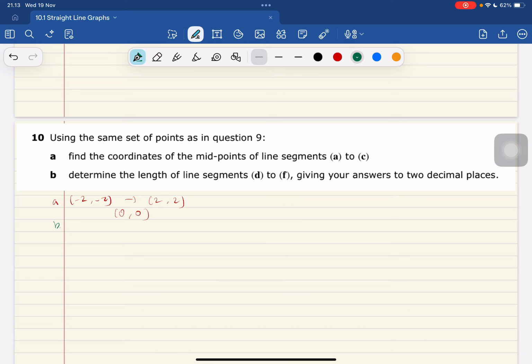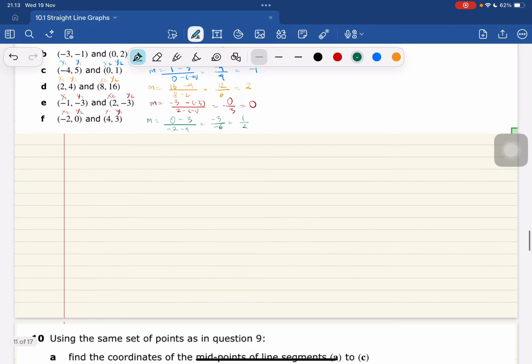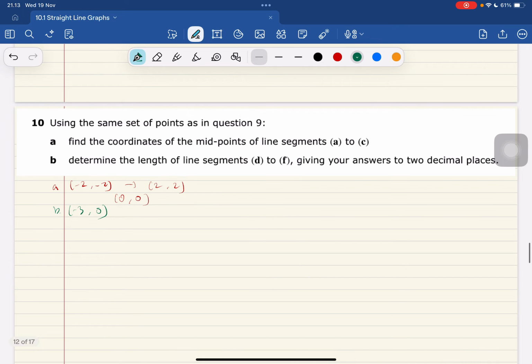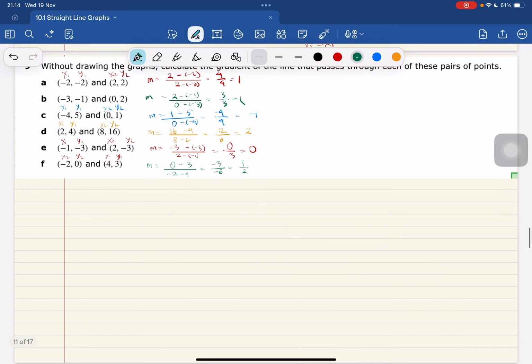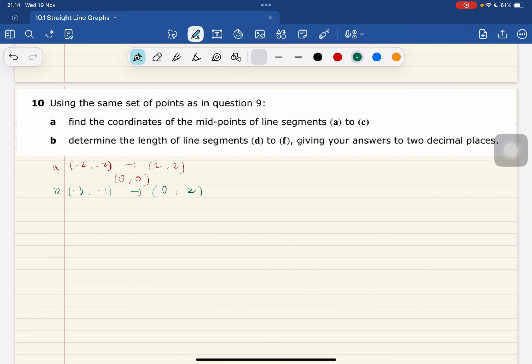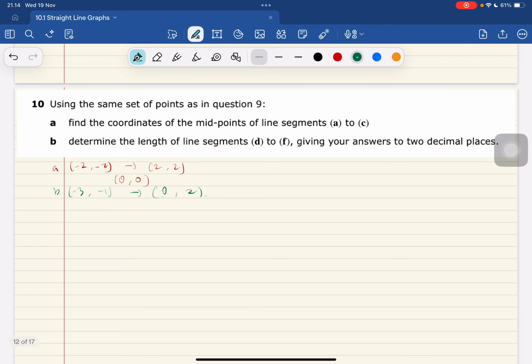Next, for B, midpoint. So we got minus 3 and 0, minus 3 and minus 1, with point 0 and 2. So minus 3 plus 0 is minus 3 divided by 2 is minus 1.5. Next, minus 1 plus 2 is going to be 1. 1 divided by 2 is going to be 0.5.